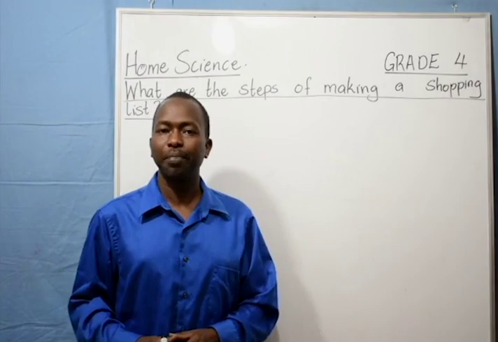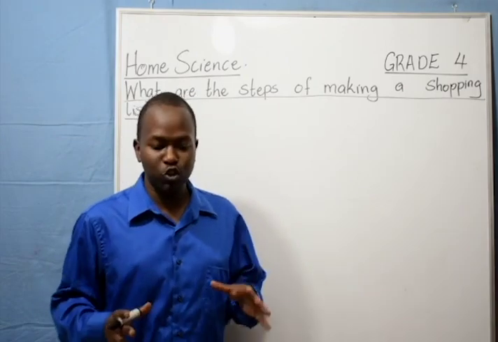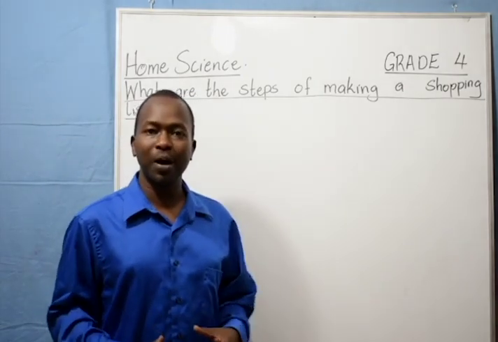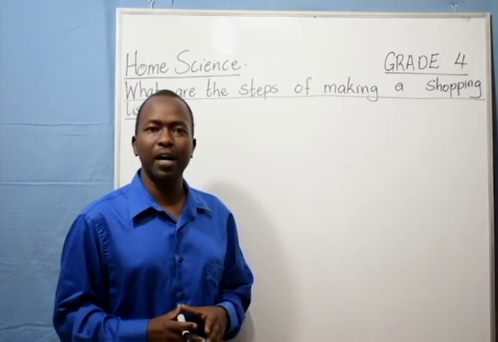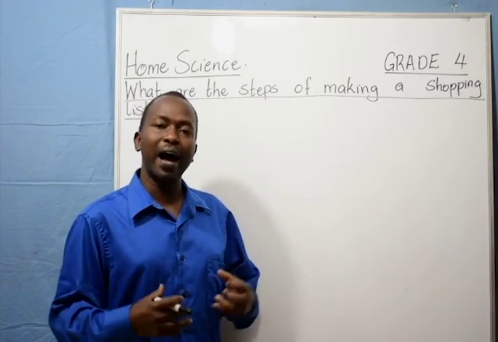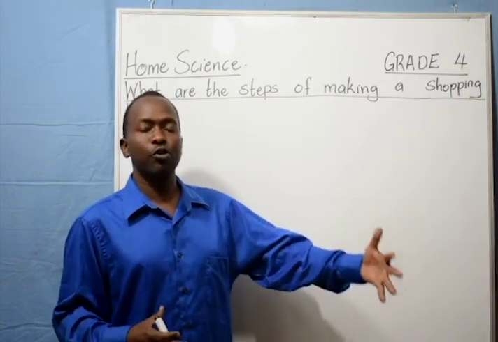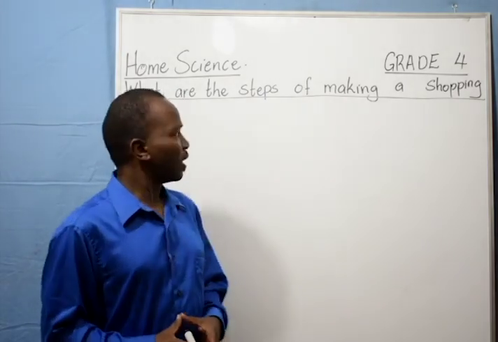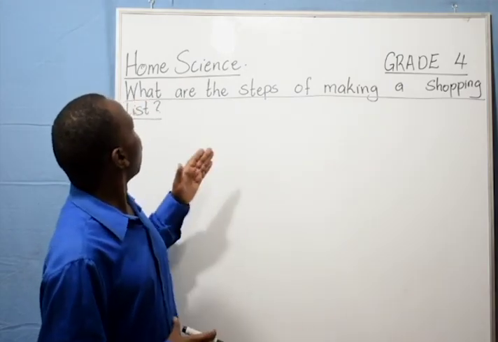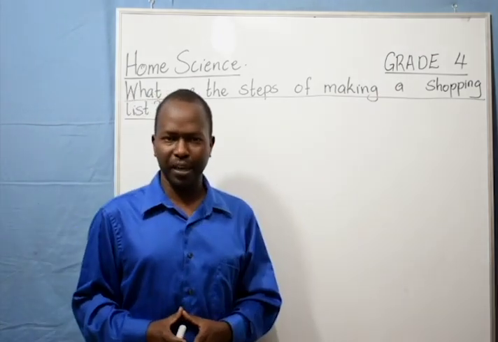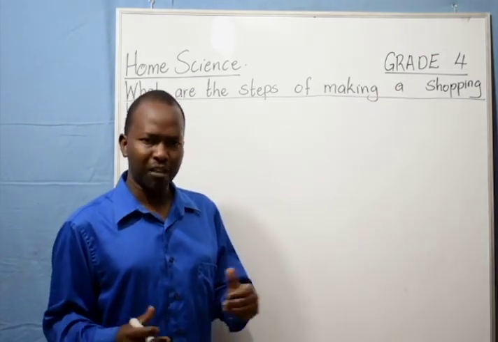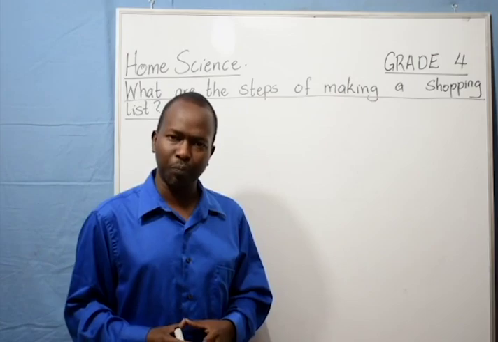I hope you're well. Now today we are still looking at consumer education. Now we said that a consumer is a person who buys things and goes to use them at home. In particular, we are going to learn about what are the steps of making a shopping list. We have already defined what is a shopping list.